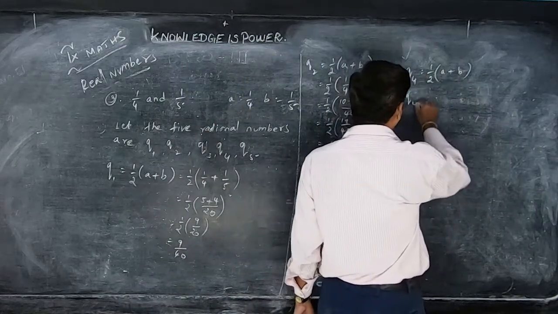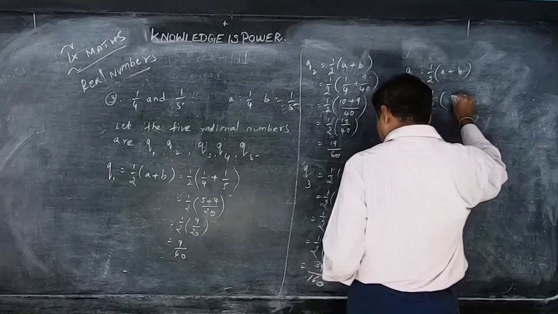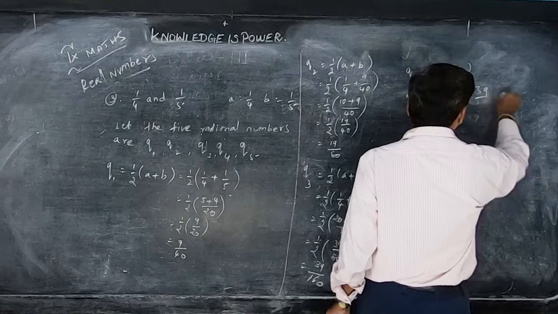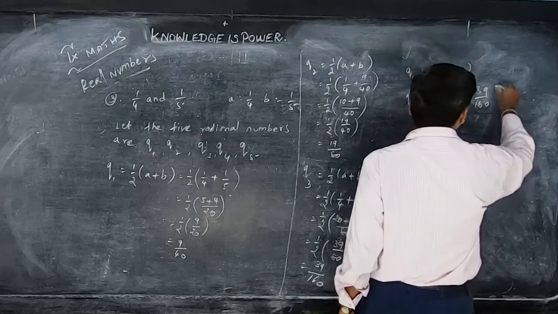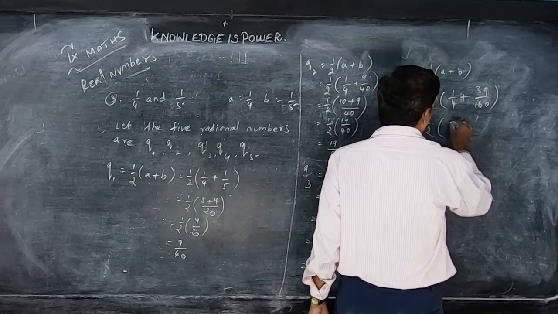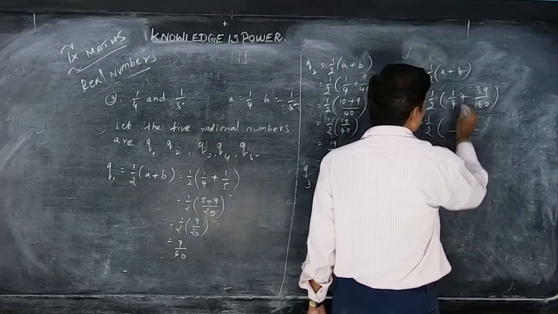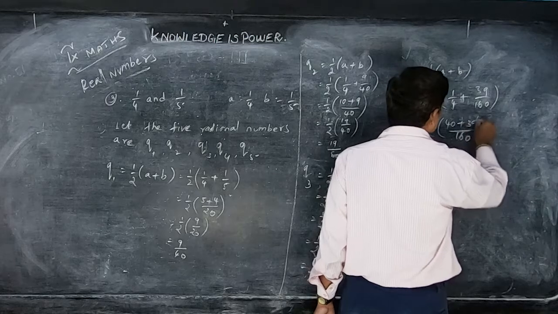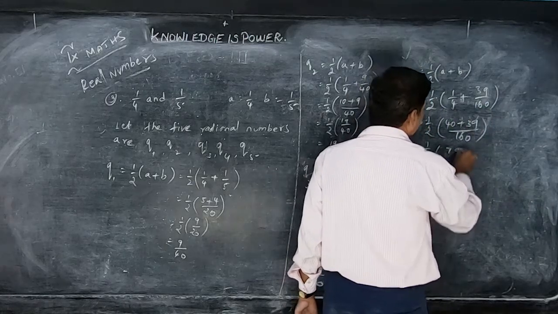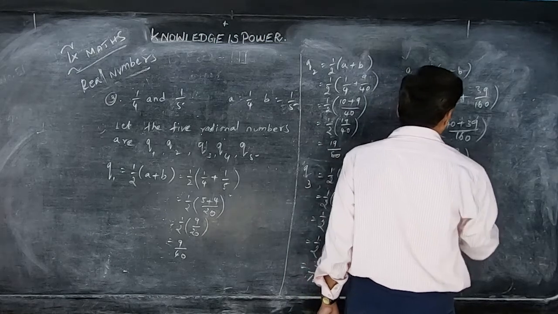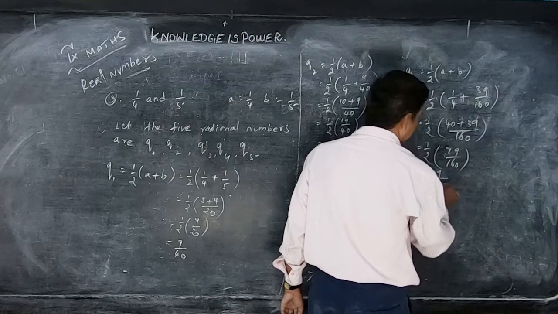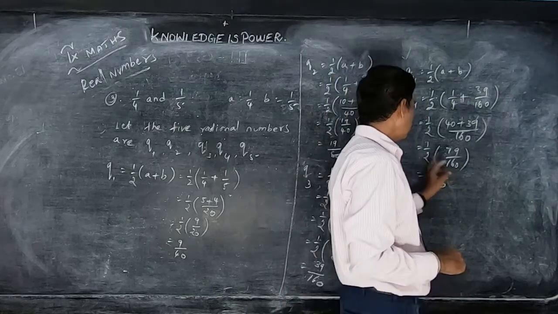Now same, Q4 equal to 1 by 2. What is A? As usual, same, 1 by 4 plus B will be what? 39 by 160. So for this, the LCM will be 160. And here how many times will we get 160? 40. So 40 plus 39. 4 into 40 is 160. So equal to 1 by 2, 79 by 160, so equal to 79 by 320.